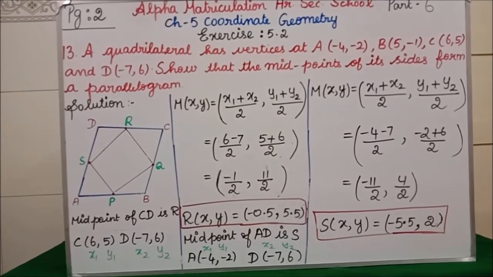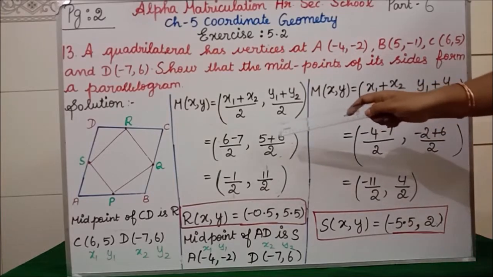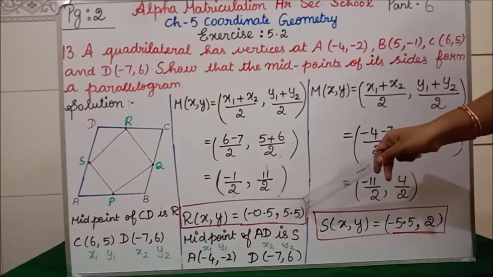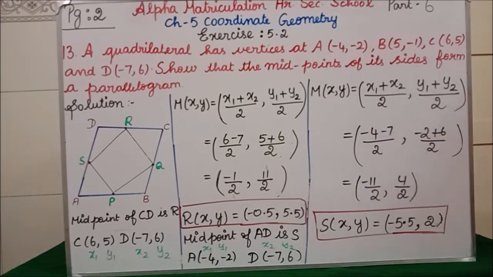See, according to x1, y1, that value we have to substitute. 6 minus 7 is minus 1 by 2. 5 plus 6 is 11 by 2. Minus 1 by 2 answer is minus 0.5. 11 by 2 is 5.5. Now we have got the R point. Still one more point we have to find. What is that? S point we have to find.